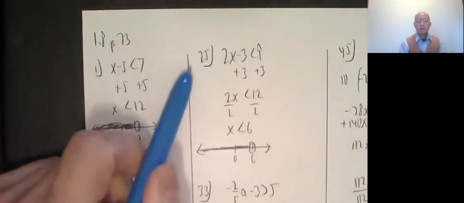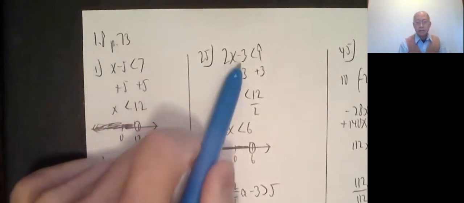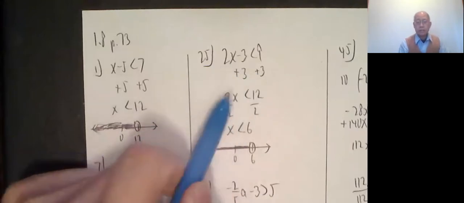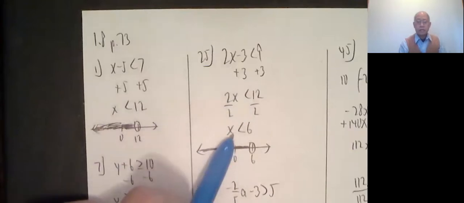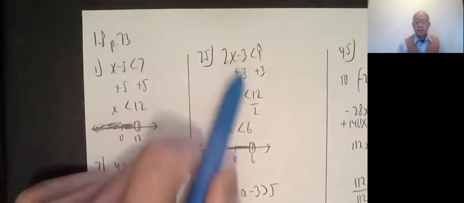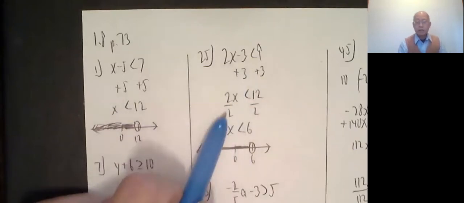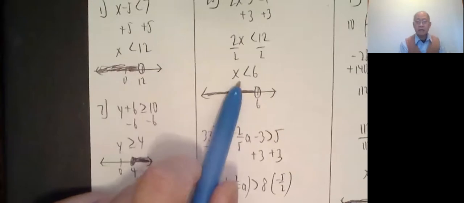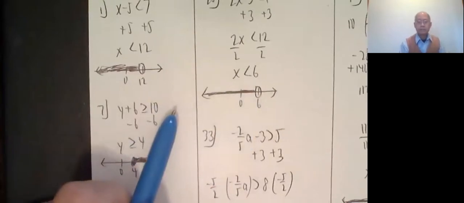Number 25, there are 2 steps. 2x minus 3 is less than 9. Isolate the x, so get rid of the 3, get rid of the 2. How to get rid of minus 3? Plus 3. 2x is less than 12. Divide by 2. X is less than 6. Notice I did not change the inequality symbol. When you add or subtract, you don't have to change the inequality symbol. When you divide or multiply by a positive, you don't have to change it either. So x is less than 6. That does not include 6, so open circle. Less than 6, shade to the left.